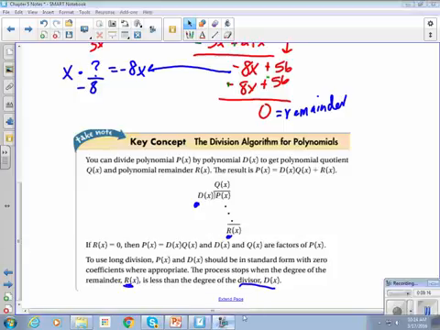And I remember it by saying I run out of, nothing comes down and multiplies in my long division anymore. That's how I know when to stop.